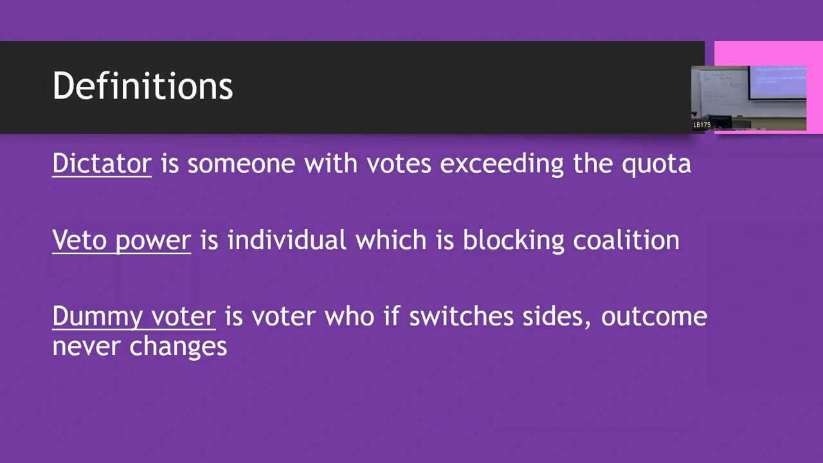Now that we've done that example, I want to talk about a couple of other terms you might hear in weighted voting. One of the terms you might hear is a dictator. A dictator is an individual with votes exceeding the quota or at the quota. So a dictator is someone who by themselves forms a winning coalition.